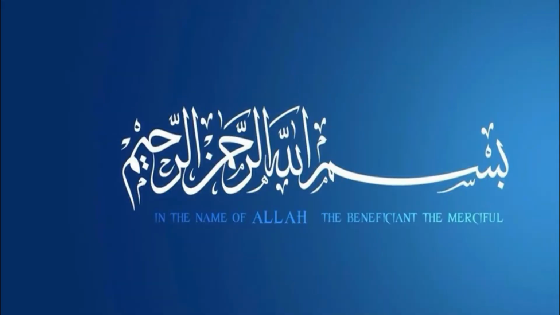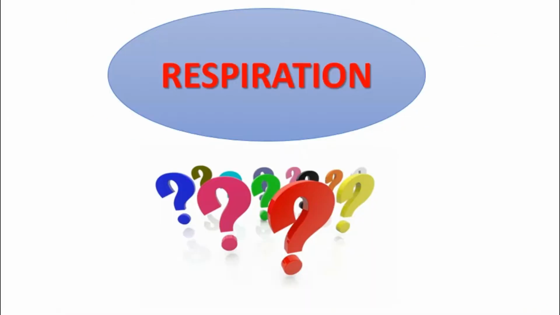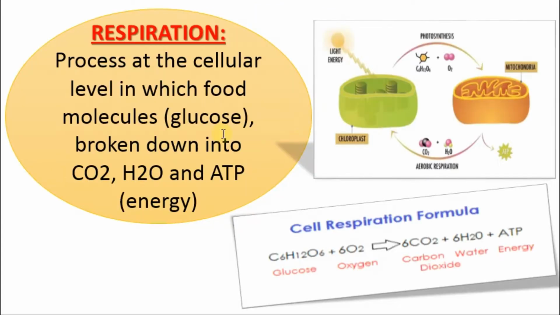Today our topic is the human respiratory system, which is related to grade 12 and is the first chapter of this grade. First of all, what is respiration? Respiration is a process at cellular level in which food molecules like glucose are broken down into simple molecules like carbon dioxide, water, and ATP, that is adenosine triphosphate.